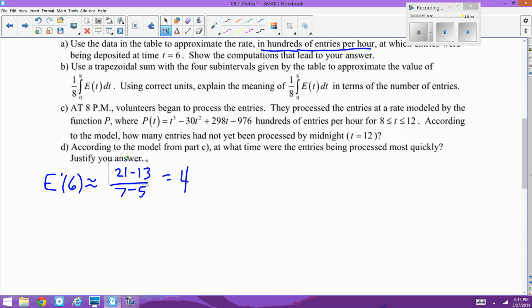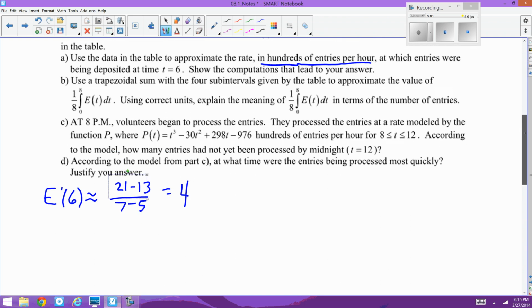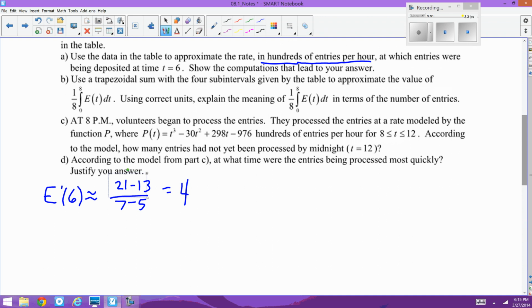And now, anytime we're doing word problems, if you are able to, you want to put units. So this is 4. The units are hundreds of entries per hour. So you could either say 400 entries per hour. There we go. You should use your units.